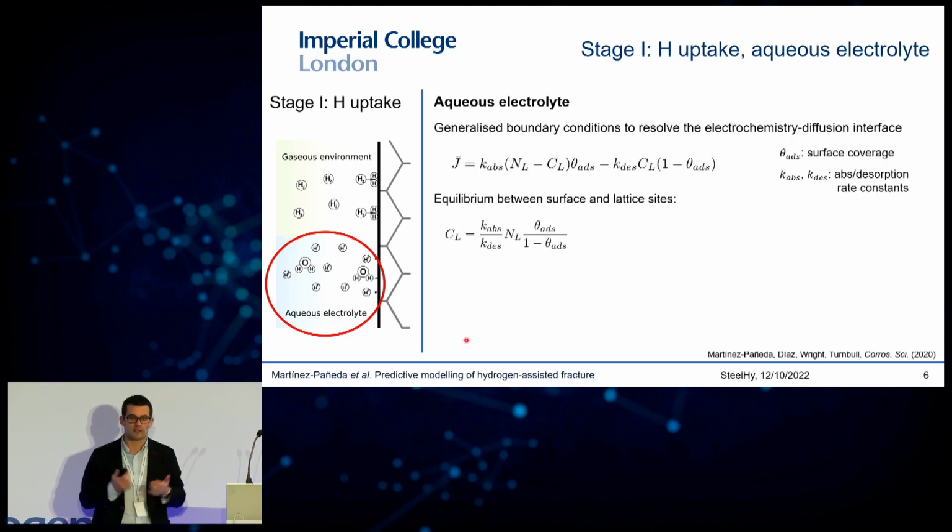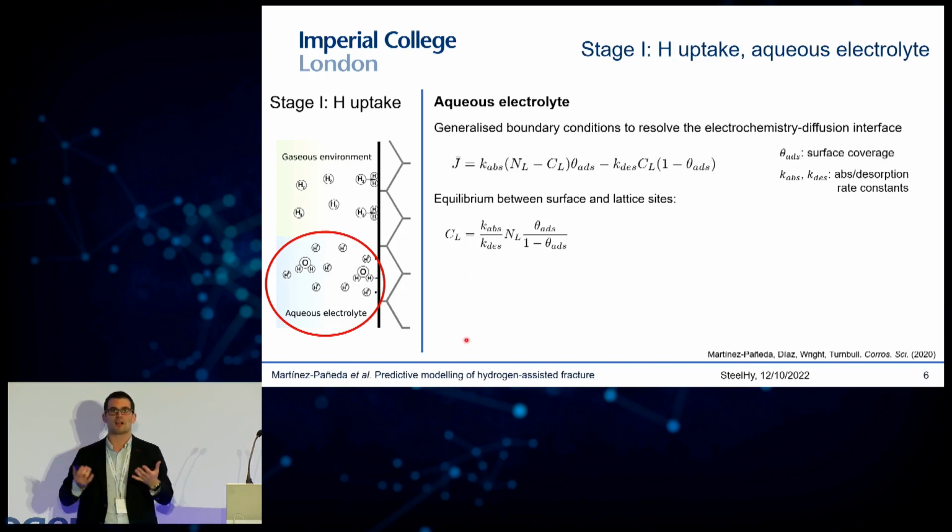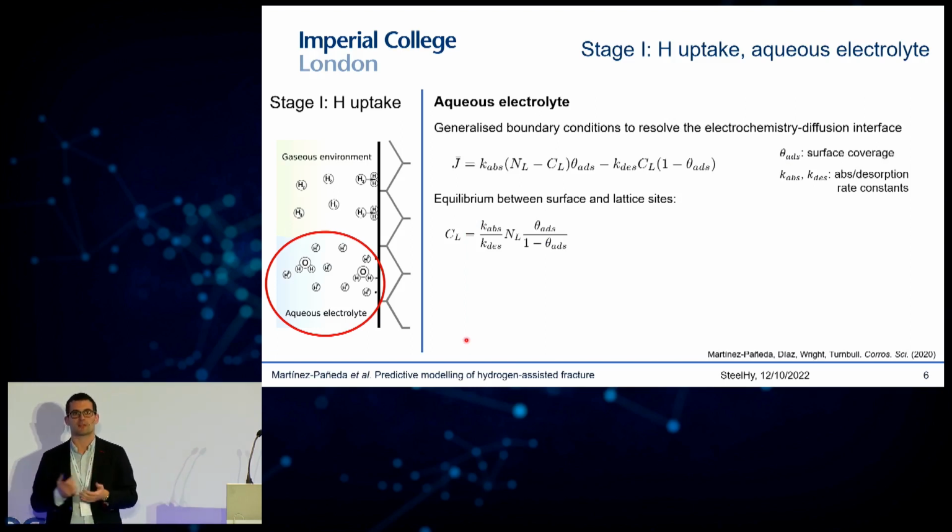And I tried to tackle this first together with Alan Turnbull, and we came up with these generalized boundary conditions for resolving the electrochemistry diffusion interface. And then, as you can see, we were able to define an absorption flux that depends on the absorption and desorption reaction rate constants, and also on the surface coverage.